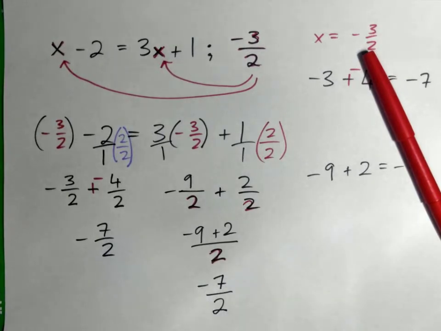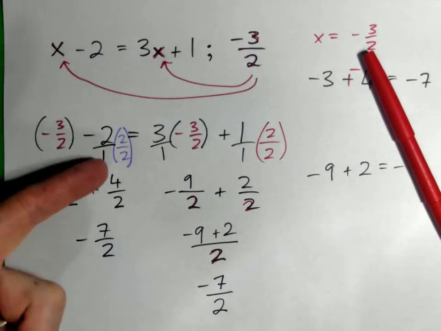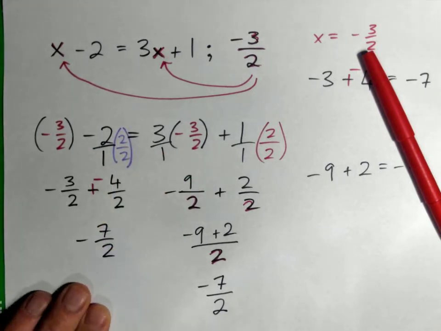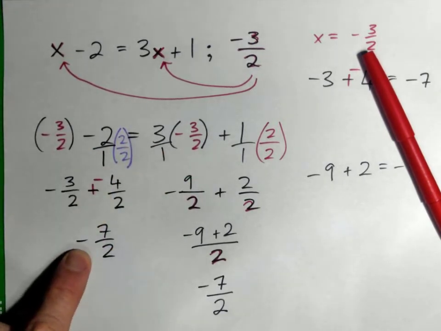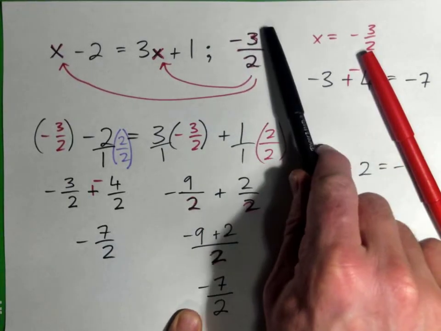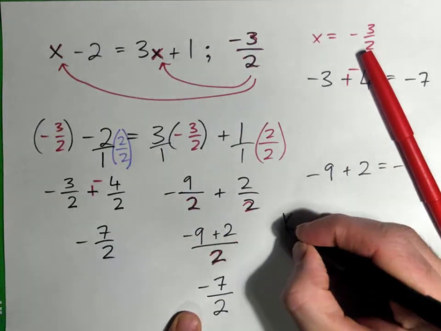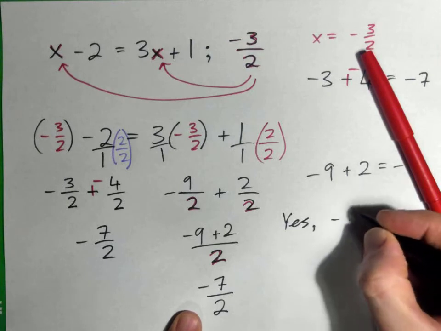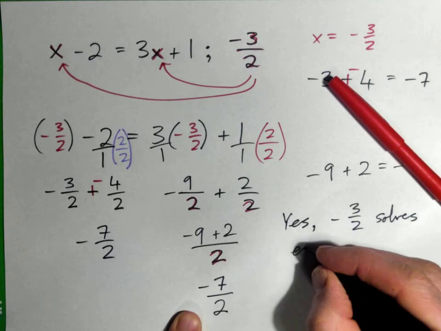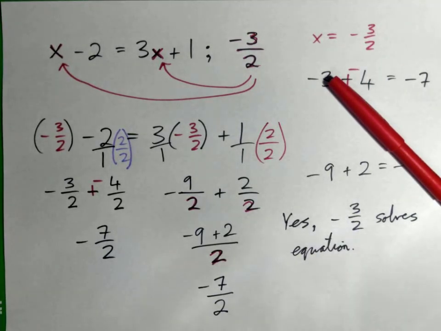So doing the left side, we did more steps, using our fraction skills, right? But this became negative 7 over 2 and this became negative 7 over 2. So does negative 3 over 2 solve this equation? Yeah. Okay, good. So the answer is yes. Negative 3 over 2 solves the equation. Good. Perfect. That's a great one.